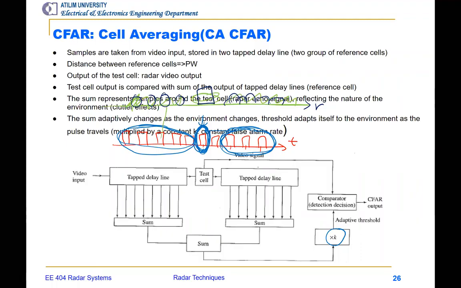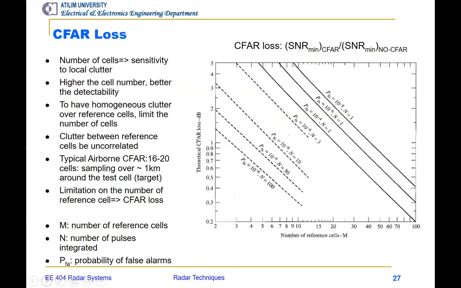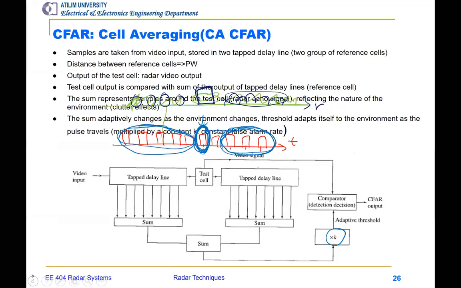So if there is strong signal coming from this clutter, then I can increase the threshold so that the false alarm will be somehow fixed. Okay, that's the idea. So then the question is, how do we determine the number of cells in this step delay line? How many cells is the best number, or the optimal number of pulses?